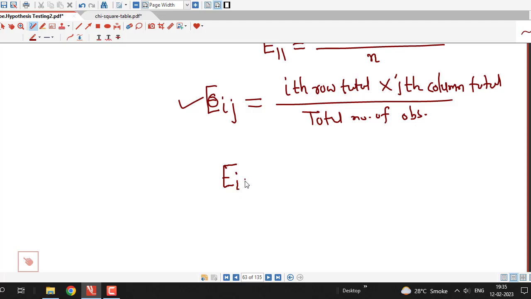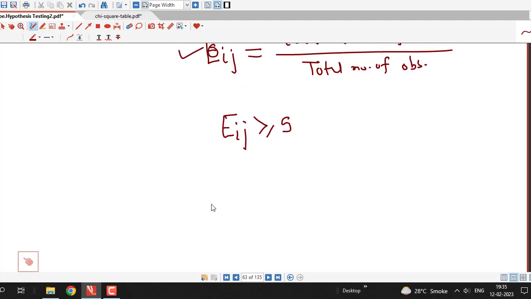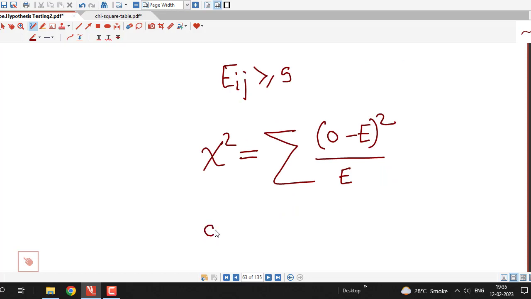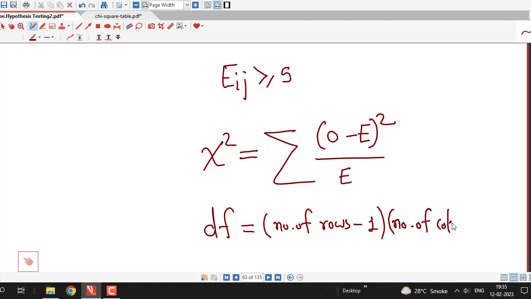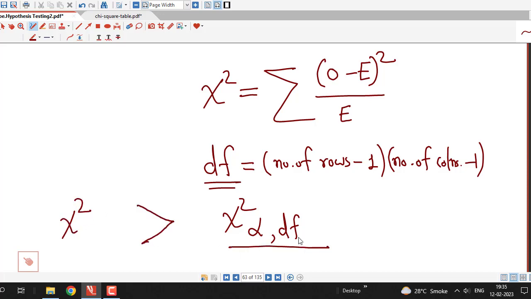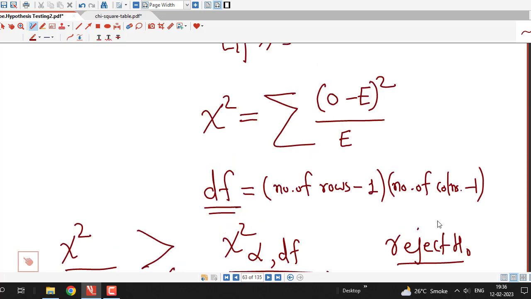Using this formula, we will calculate corresponding expected frequencies for each observed frequency. After that, we will check whether all the expected frequencies are at least 5. If all are greater than or equal to 5, then we will find the value of the test statistic, which is (observed minus expected) whole square divided by E. And then we will calculate the number of degrees of freedom, which is equal to (number of rows minus 1) times (number of columns minus 1). Once we have degrees of freedom, we will find the chi-square critical value at the given level of significance with these degrees of freedom. If the calculated value of the test statistic is greater than this critical value, we will reject the null hypothesis. And if it is less than this, then we will not be able to reject the null hypothesis.